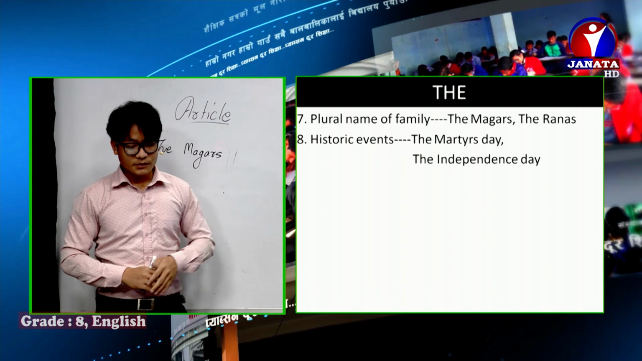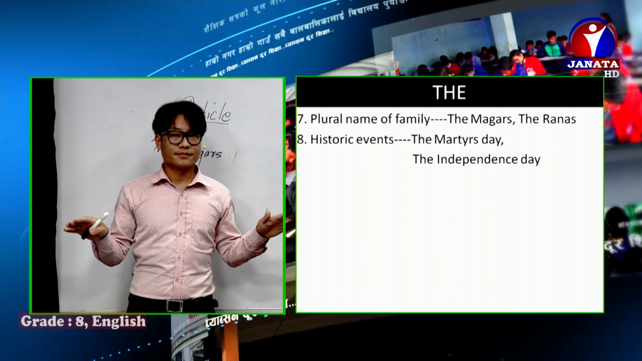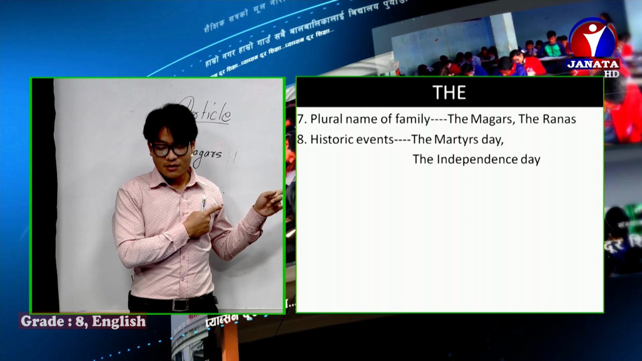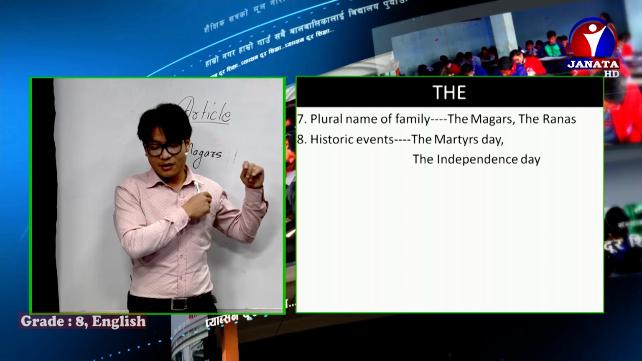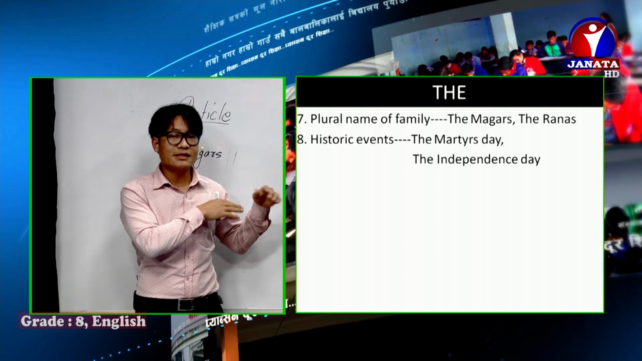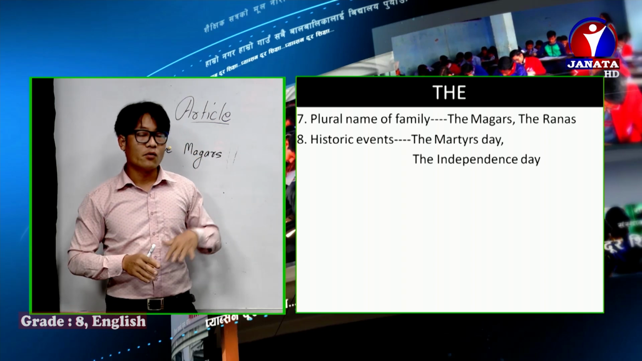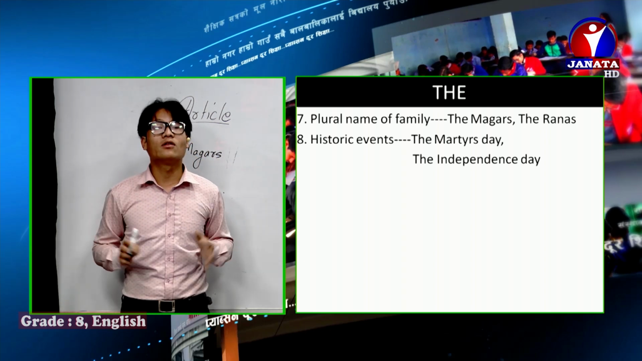Next, historic event. Example, you can see here, the Martyrs' Day, the Independence Day. This is a historical event. With historical event, we use the article.